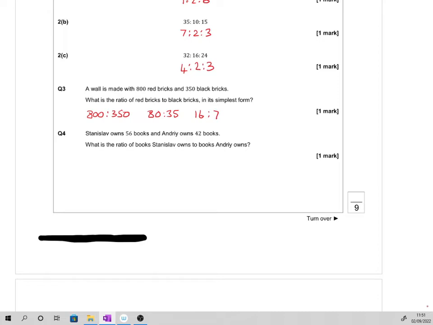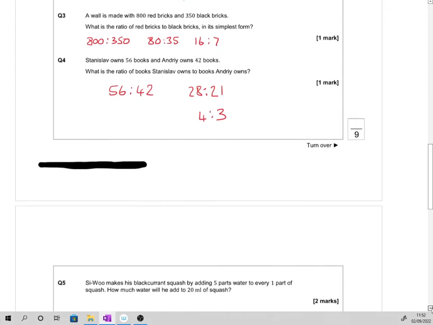Stanislav owns 56 books and Andriy owns 42. What's the ratio of the books Stanislav owns to the books Andriy owns? Well, first of all, it's 56 to 42. Doesn't say simplify, but we'll see if we can anyway. I can divide both by 2, so that's 28 to 21. Oh, now I can divide both by 7, so 4 to 3. Yeah, I'm alright with that one.